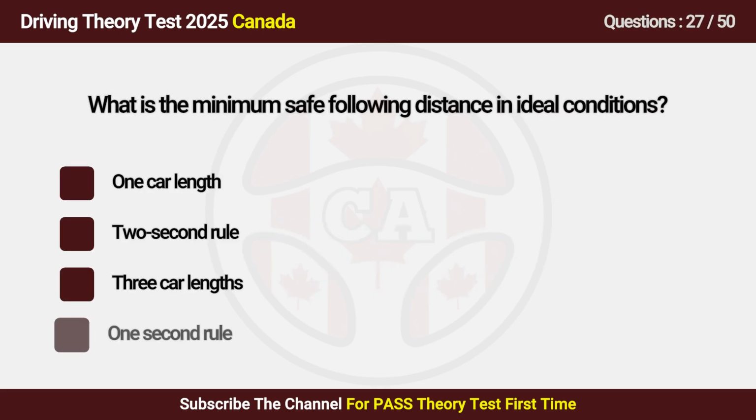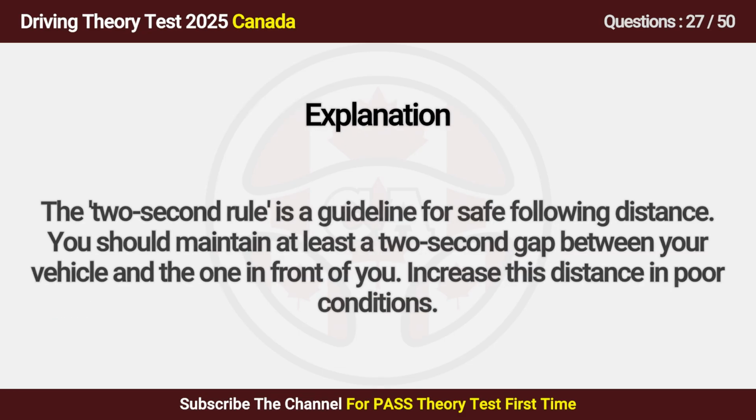Question 27. What is the minimum safe following distance in ideal conditions? A. 1 car length. B. Rule. C. 3 car lengths. D. 1 second rule. Answers is B. Rule. The rule is a guideline for safe following distance. You should maintain at least a gap between your vehicle and the one in front of you. Increase this distance in poor conditions.